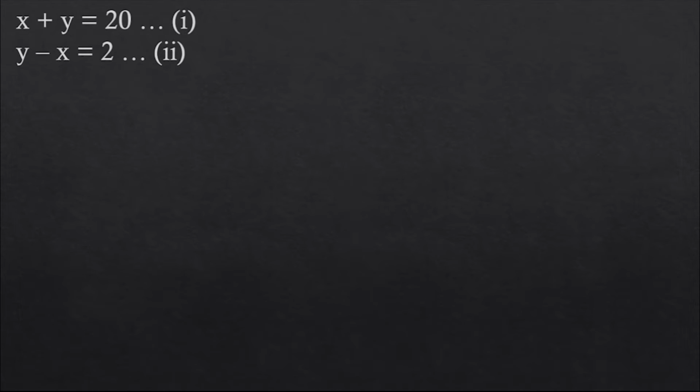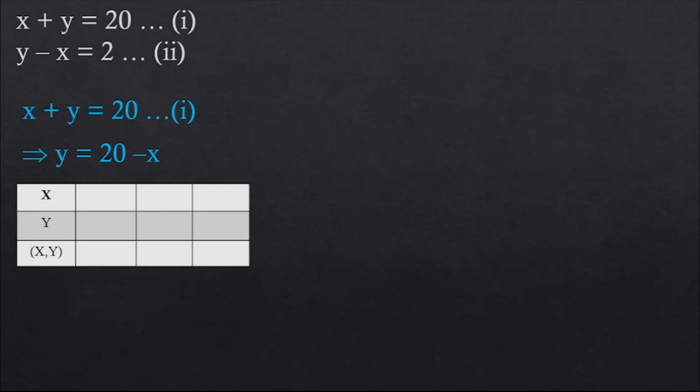Now let's start with the first equation. Writing it in the form y equals 20 minus x will make it easier to get the value of y by taking different values of x. Now we are going to draw a table and start taking different values for x. If we take x equals 0, we can get the value of y from our equation, and we get y equals 20. And let's fill it in the table. And we have the first point, x comma y, which is 0, 20.